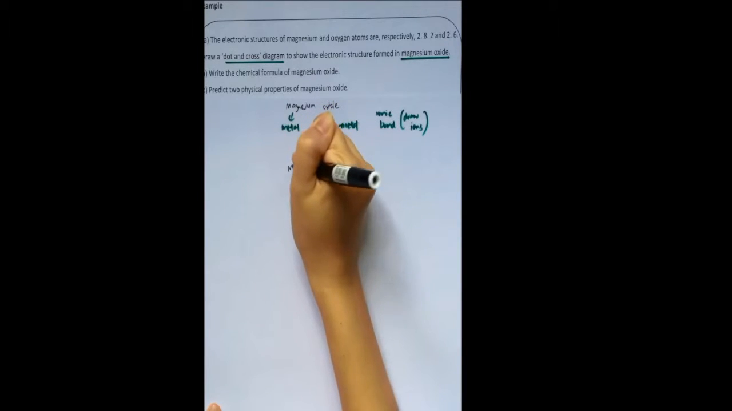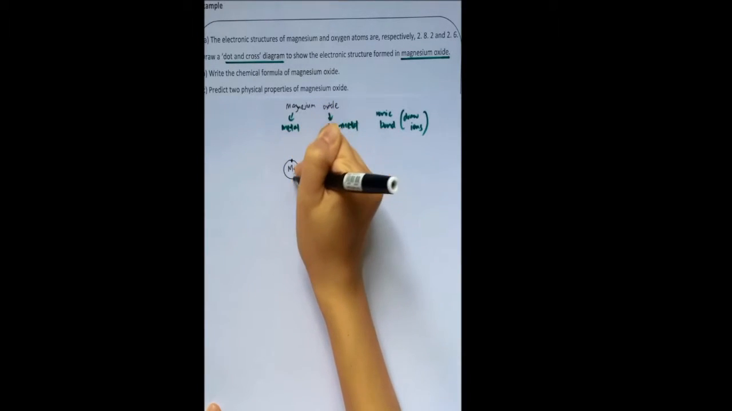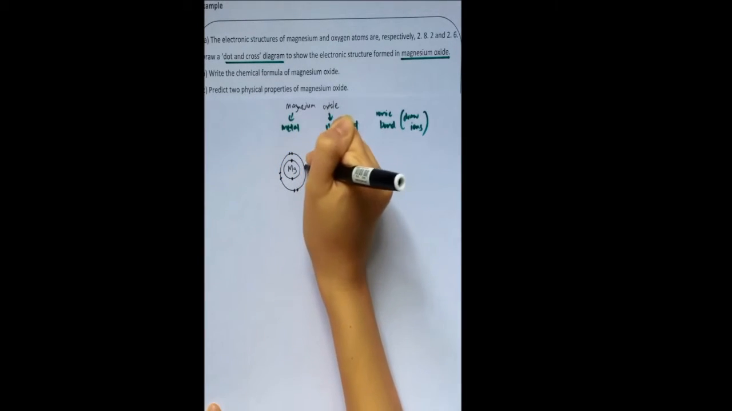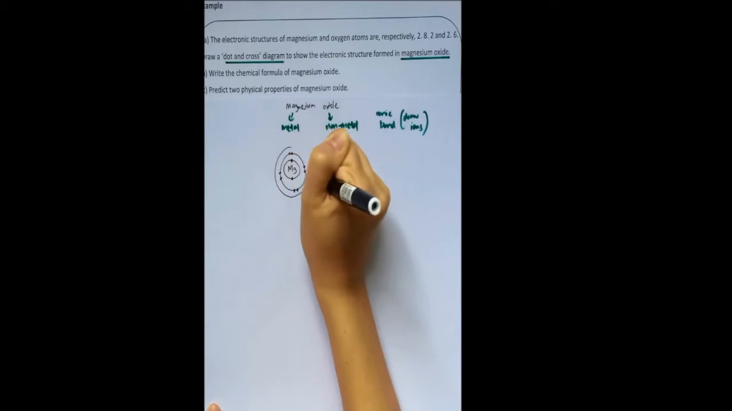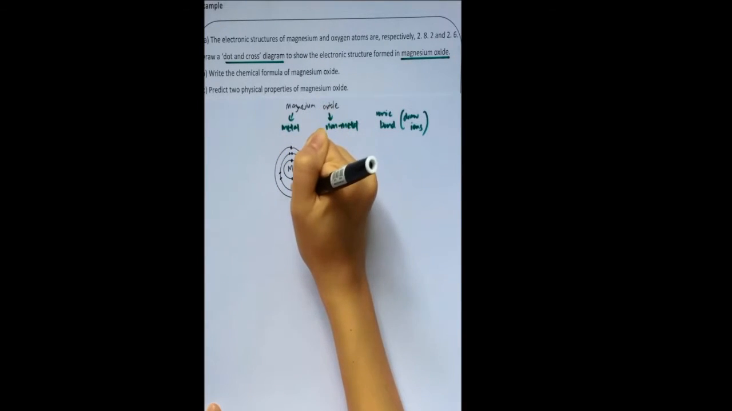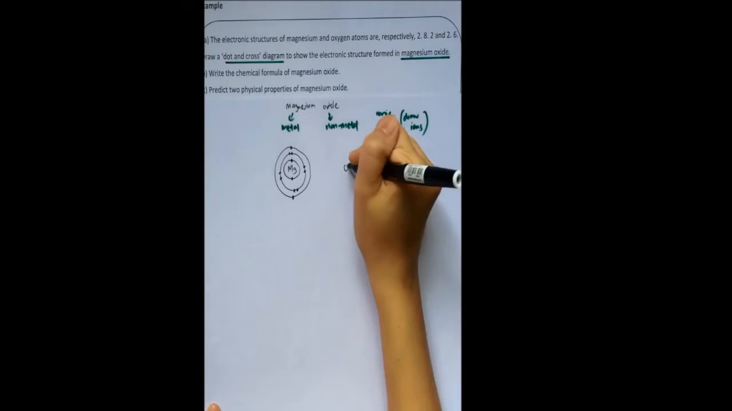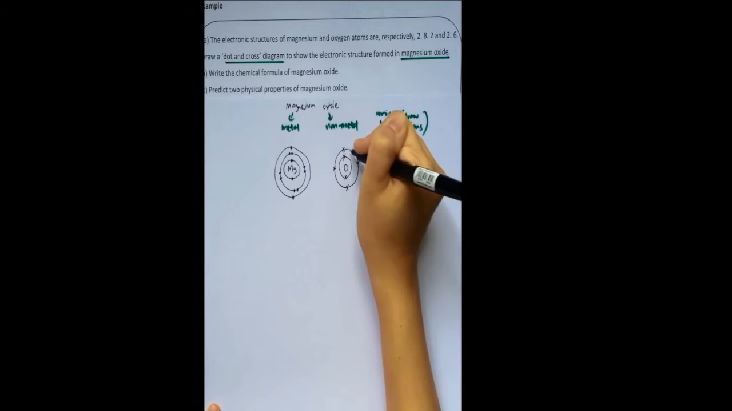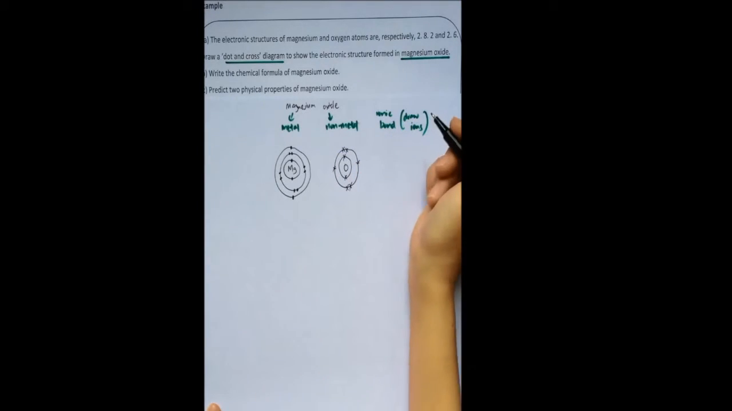By referring to the periodic table, we will know that magnesium has 12 electrons, so we will draw 2.8.2. So because the second shell is completely filled, we just fill it up, and then the last shell we will draw top and bottom. So we draw all dots for magnesium, so for oxygen we have to use crosses. Top, bottom, left, right. Top, bottom.